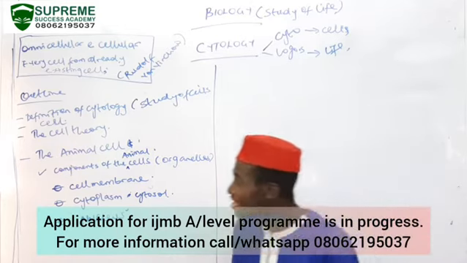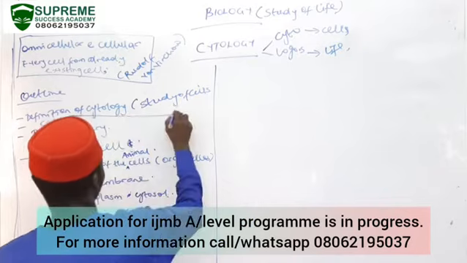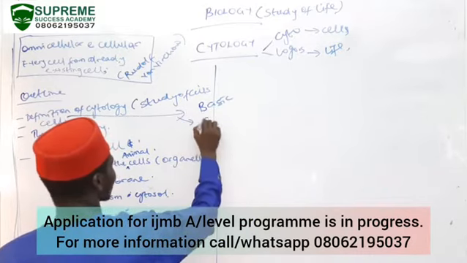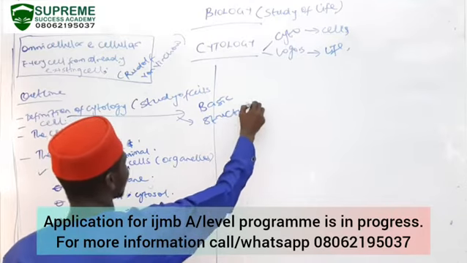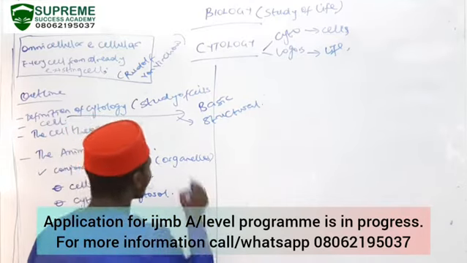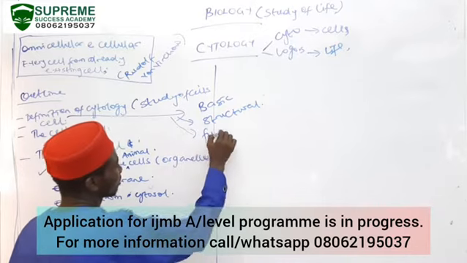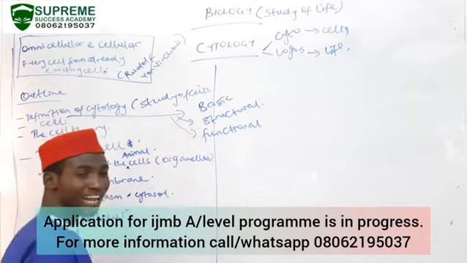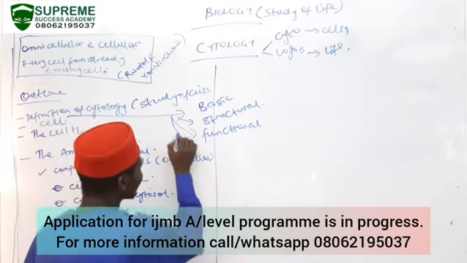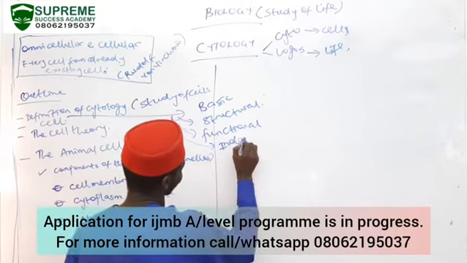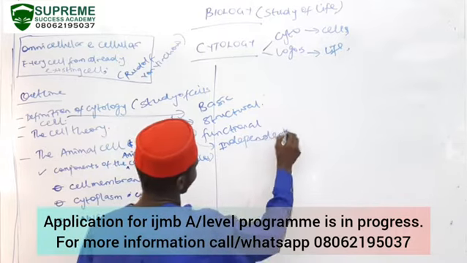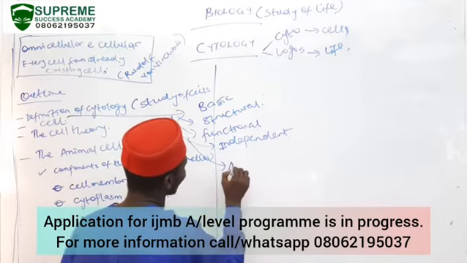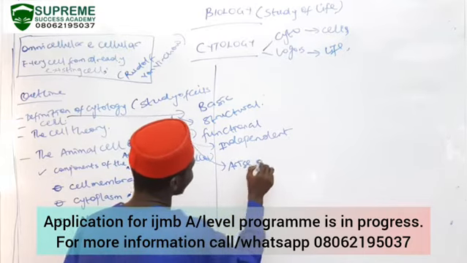So let's look at the key words in the definition of a cell. We say the cell is basic. We say that the cell is structural, meaning that the cell has a structure. We say that the cell is functional, telling us that the cell has its function. It is a unit of life that is capable of independent existence, and from which other cells arise.